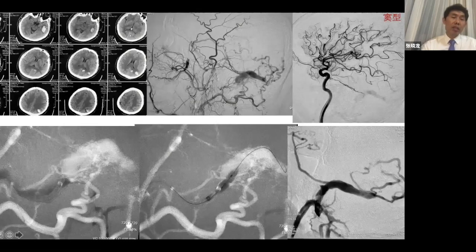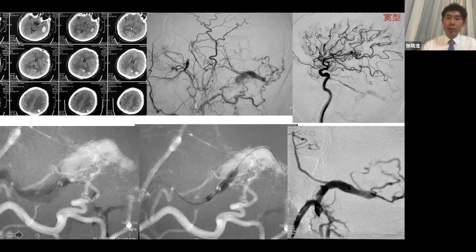And another case is the hematoma. And the ECA angiography, the fistula is here. And it's an isolated one. It's an isolated sigmoid sinus, and the fistula is here. And the feeding artery from the internal carotid artery. We just opened the proximal part of the occluded sigmoid sinus.